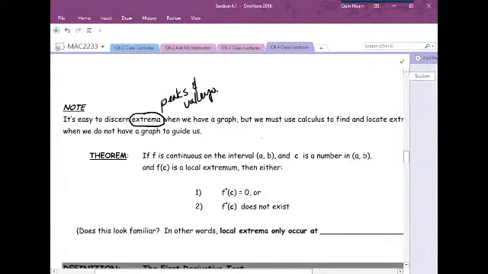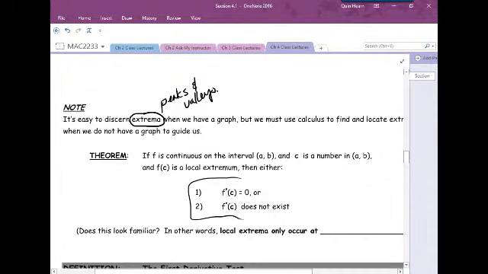Okay, so to tell where we have extrema, which are just peaks and valleys, is easy when you have a graph. But a lot of times we don't have a graph and we have to use calculus to locate these extrema. And so we use this theorem that says if f is continuous on the interval from a to b, and c is any number in (a, b), and f of c is a local extrema, then either f prime of c is 0 or f prime of c does not exist.